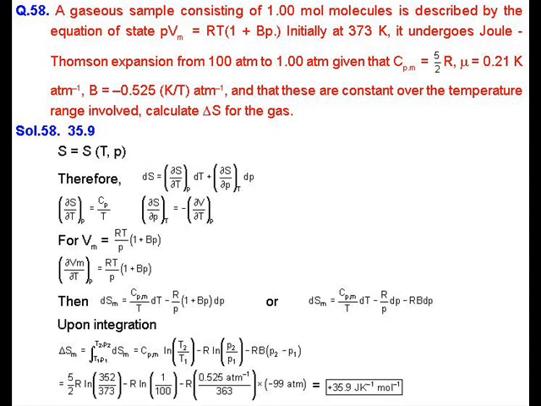We can separate the last two terms in order to integrate, and after that we will integrate the whole term. As the variables are temperature and pressure, the range of temperature will go from 352 to 373, and the pressure will go from 100 atm to 1 atm. Substituting the limits, that are lower limits and upper limits, we will get the entropy change as 35.9 joule per Kelvin per mole.